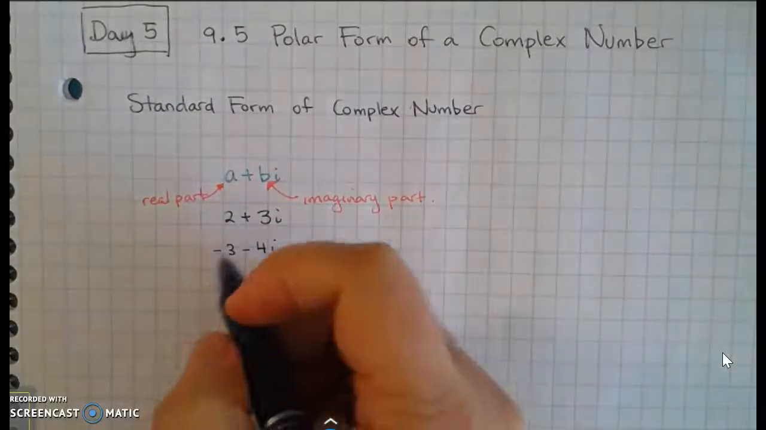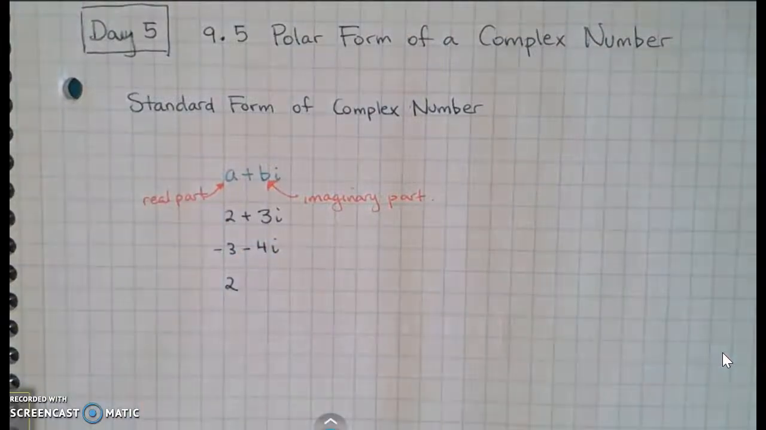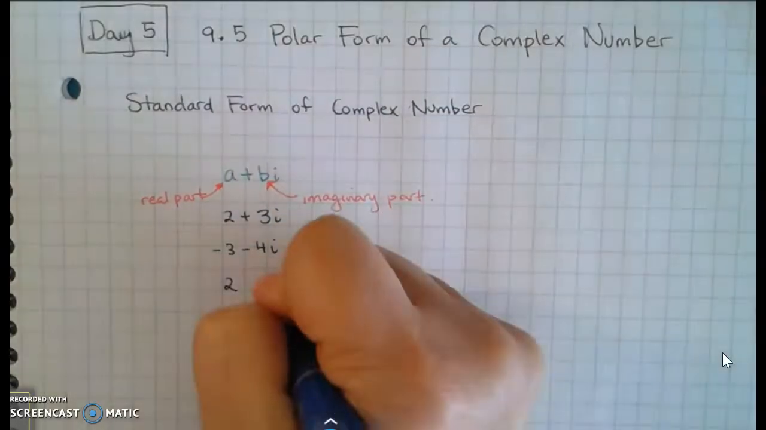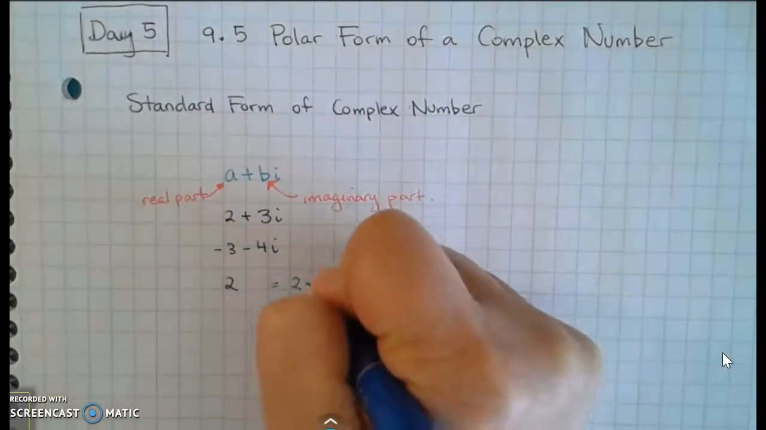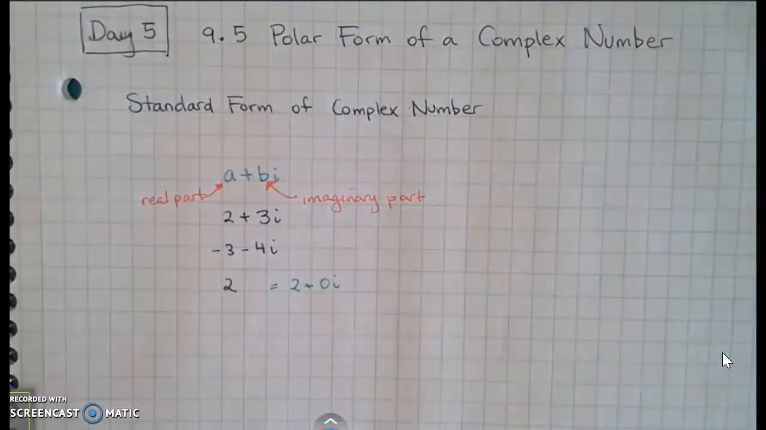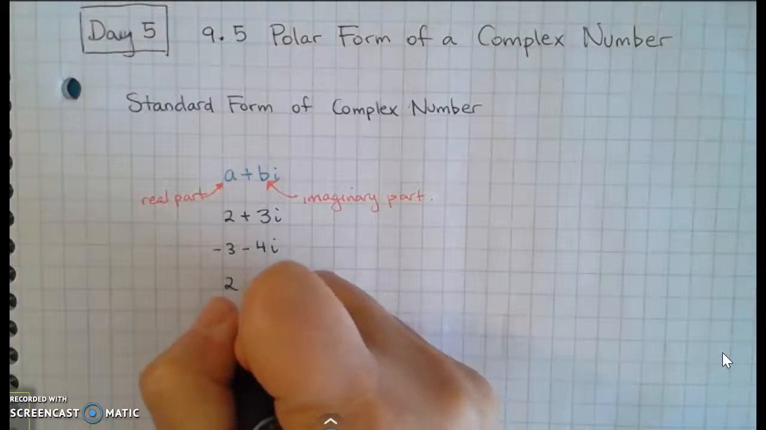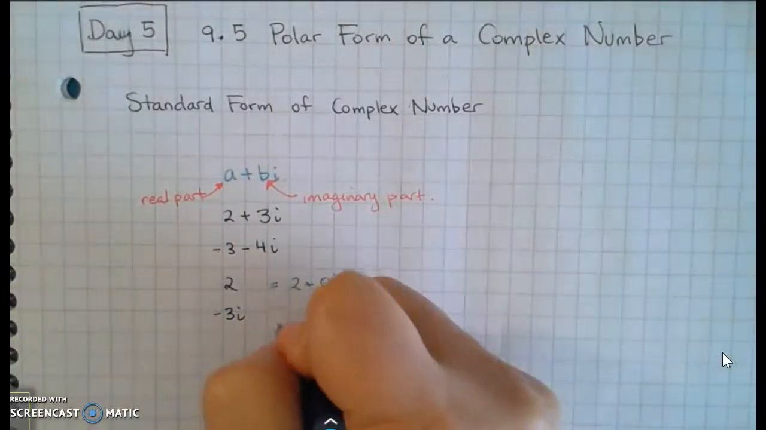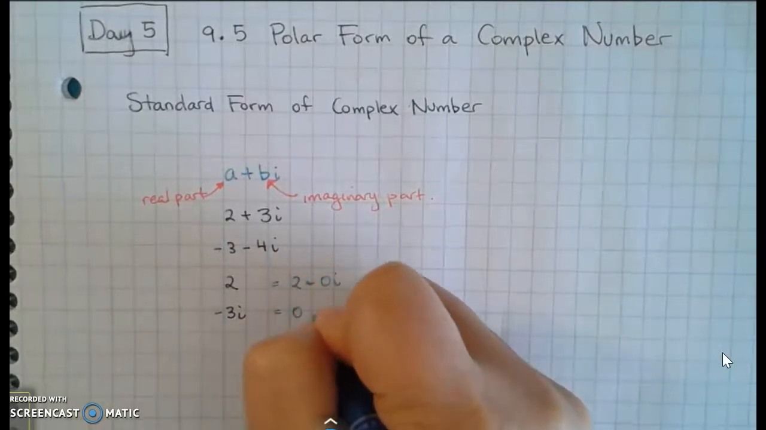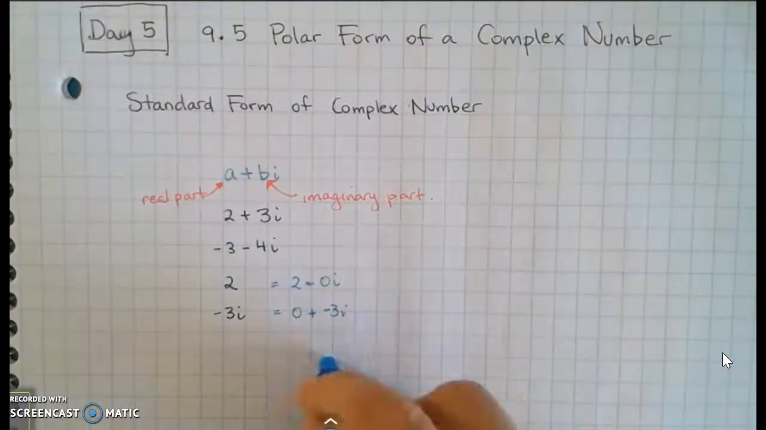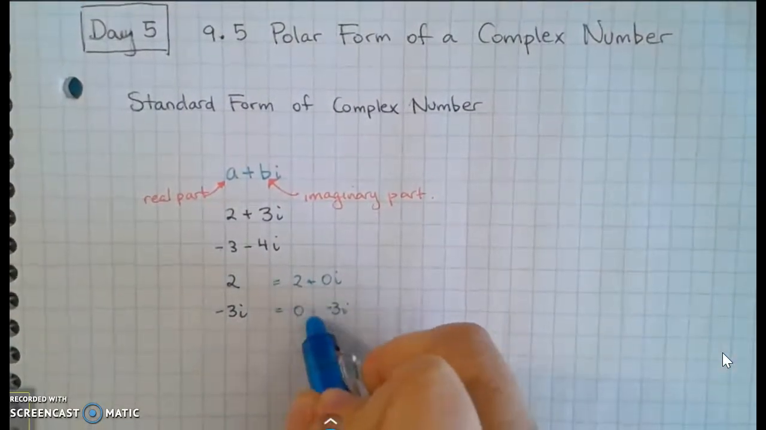Okay, what about a number like 2? Is this a complex number in the complex number system? Yes, it is, because this is the same as 2 plus 0i. The imaginary part just happens to be 0. Okay, what about if I just have negative 3i? Is this a complex number? Yes, it is a complex number with the real part being 0 and the imaginary part being negative 3i, or 0 minus 3i.